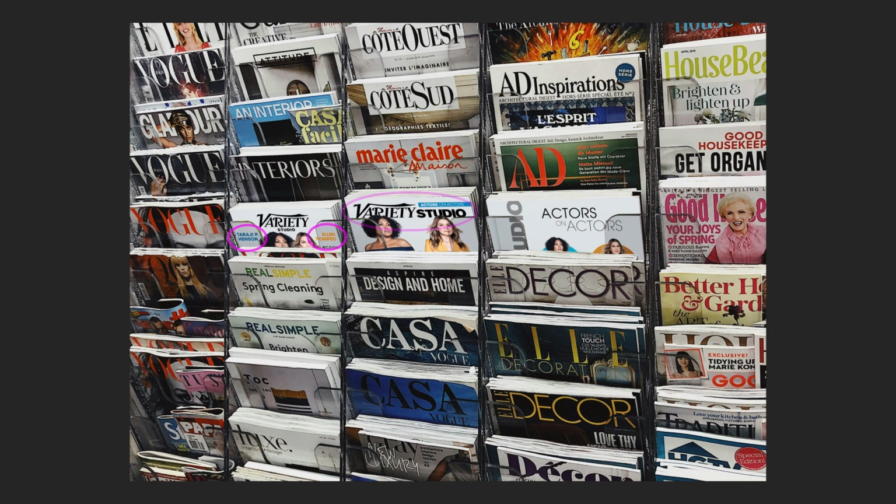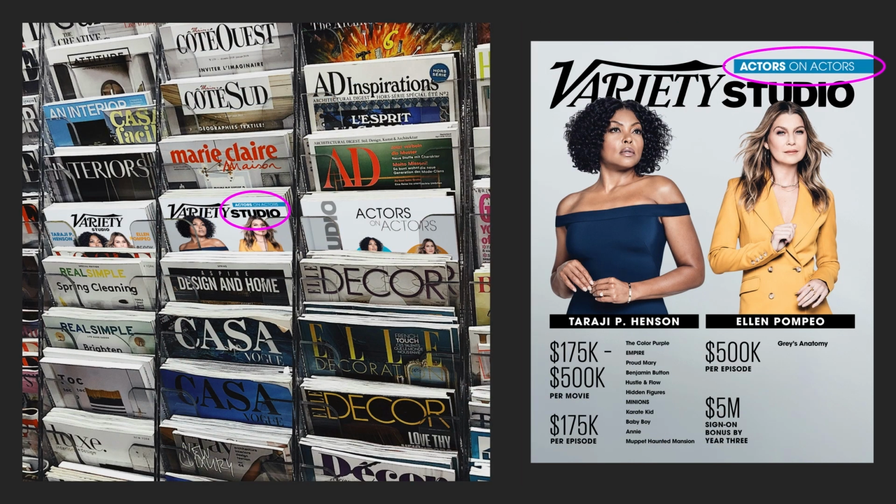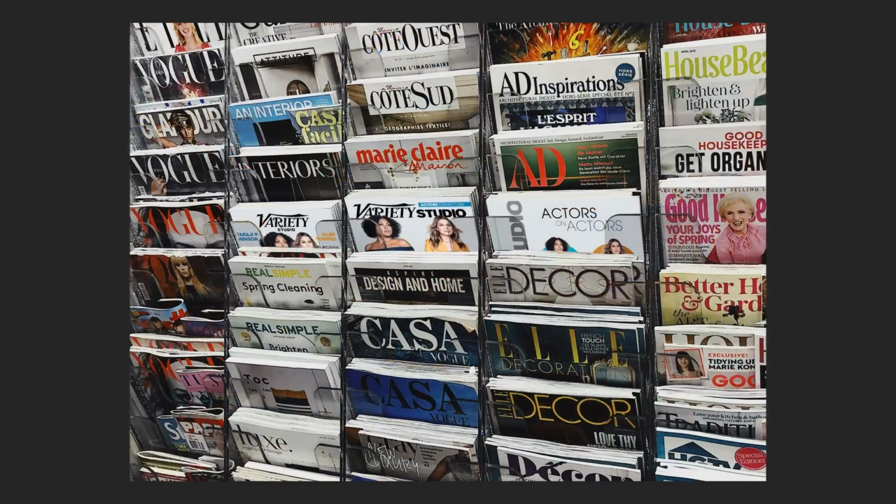For the first poster, I rearranged the lockup, but truly the brand wouldn't be Variety Studio, it would just be Variety, and Studio is kind of tacked on. Also, since we're talking about prime real estate, there's this flag in the upper right. If this was truly a cover, it would probably say something like the actor's issue instead. For the other poster, it just doesn't work at all in this context because too many things are obstructed.